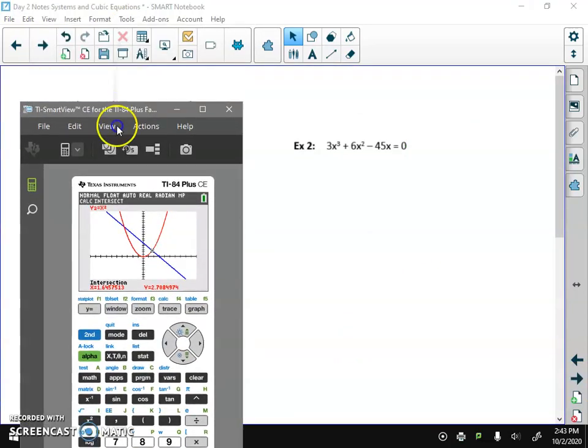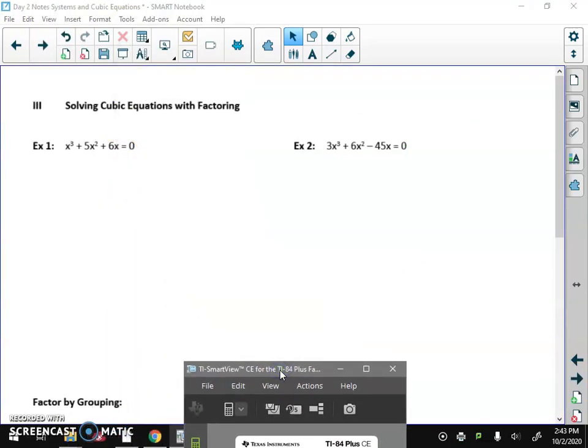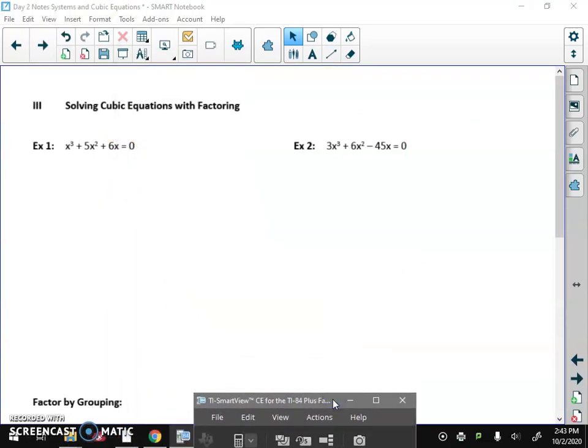We got some x cubes in there, which there's a theorem, you probably are all aware of it, but what it says is the degree of the polynomial, the largest exponent, dictates how many solutions there are. So when it's a cubic function, I'm expecting 3 different answers.